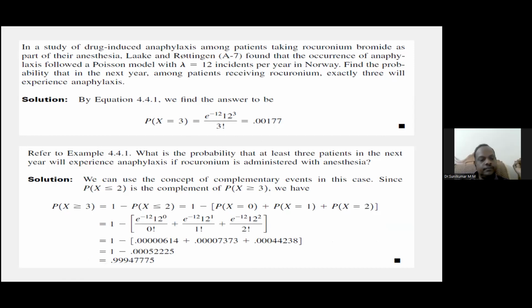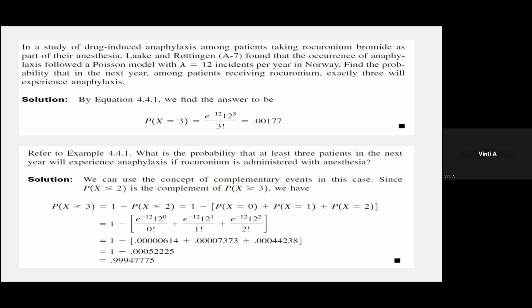Okay, now it says, in a study of drug-induced anaphylaxis among patients taking rocuronium bromide as part of the anesthesia, Lake and Rotterdam found that the occurrence of anaphylaxis followed a Poisson model with lambda equal to 12 incidents per year in Norway. Find the probability that in the next year, among patients receiving rocuronium, exactly 3 will experience anaphylaxis.